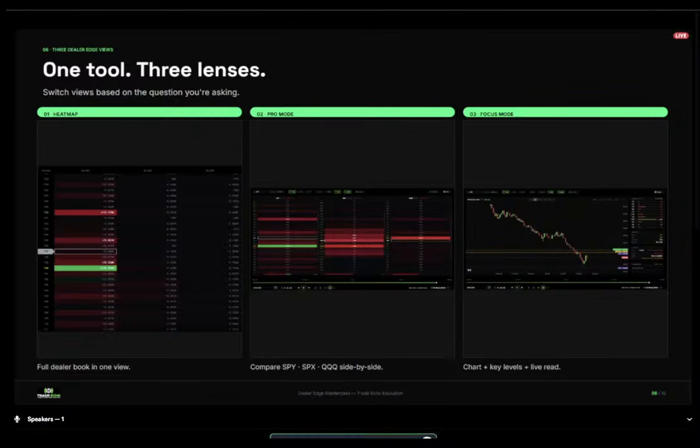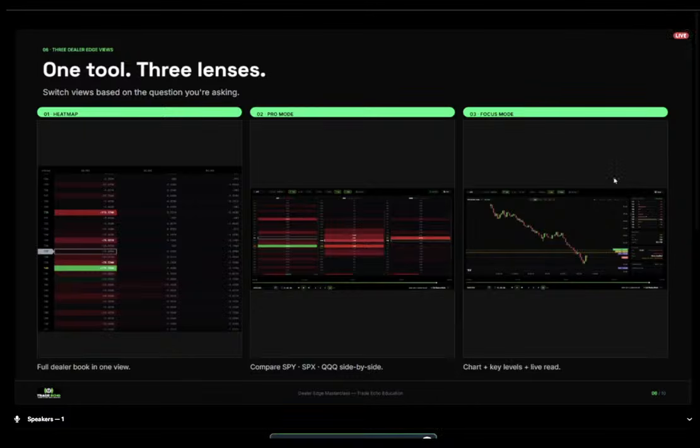And this matters because you don't want to trade one ticker in isolation, obviously. So if SPY is rejecting a level, but QQQ is breaking down and SPX is below the flip, that's going to give us a stronger confirmation. And then we have the chart view, which is focus mode. And focus mode, that's where we can combine price action with live dealer events.